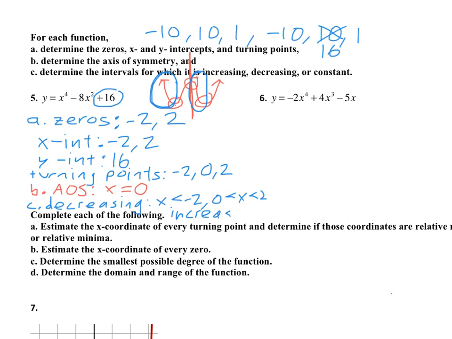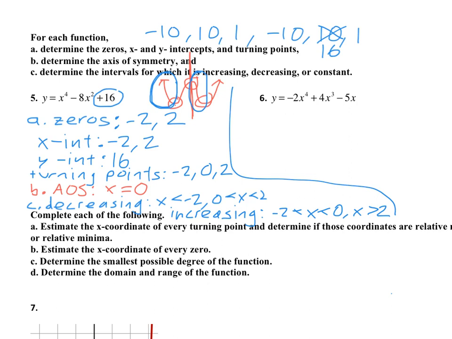All right, and when it's not decreasing, it is increasing. So it is increasing when x is between -2 and 0. It is also increasing when x is greater than 2. And it is never constant. Constant means it's horizontal, and this graph is never horizontal. All right.